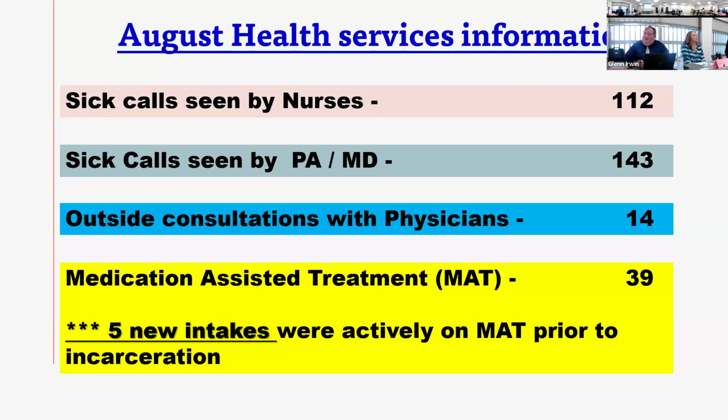We just got notified yesterday. We have been awarded the grant for the Vivitrol for $93,844. So that will be starting. At this time, it can only be used for Vivitrol, but there is talk of expanding that so it can be used for any of the medications. So that'll be a big boost as well for us.